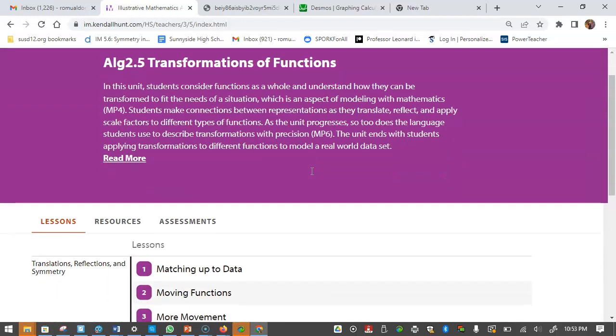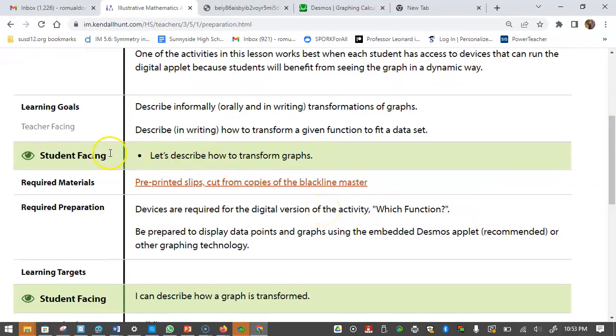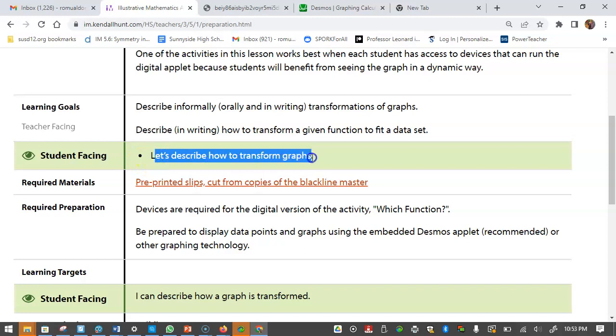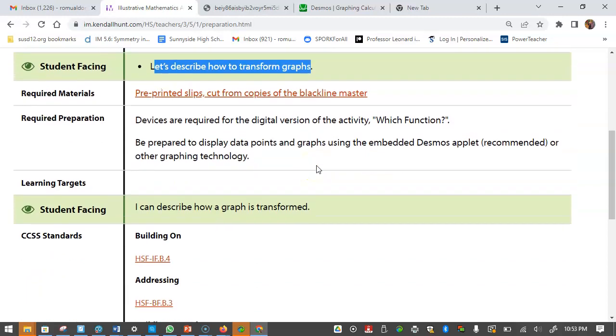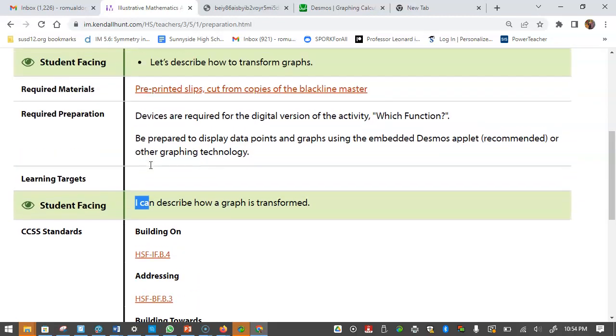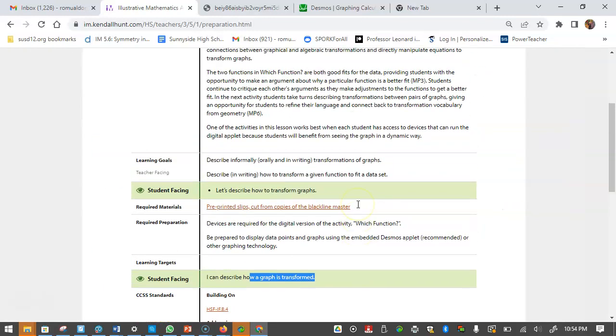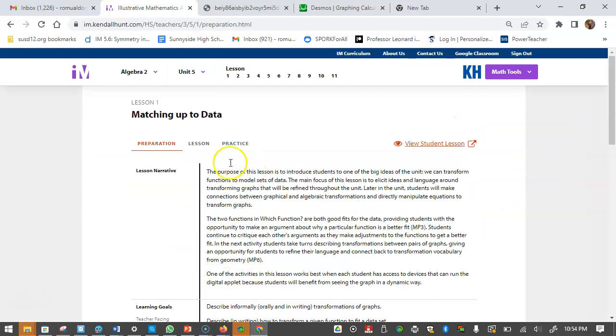This first lesson is only about the learning target the students are facing. Let's describe how to transform graphs. In the tasks you completed in Desmos, I'm sure you have completed all the slides, but here I'm working on only the practice problem. Again, the learning target is: today I can describe how the graph is transformed. This is the main goal for understanding how the transformation works.